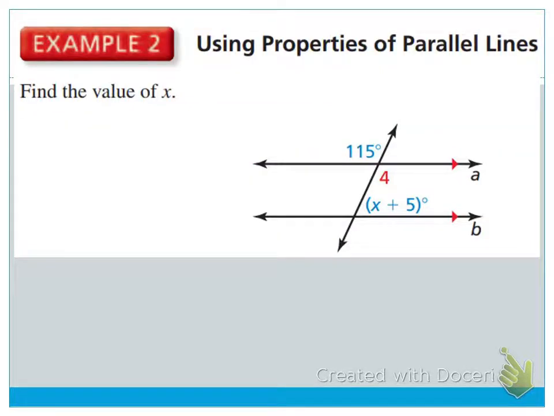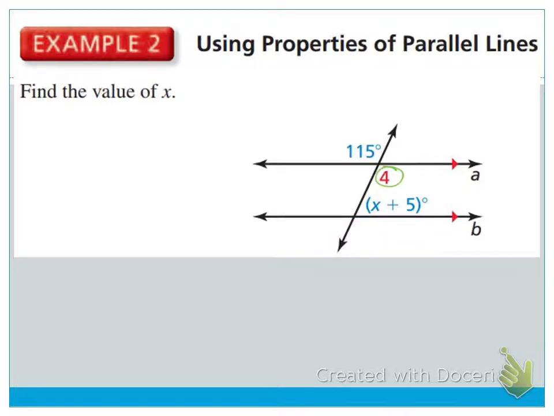All right, now we're going to find the value of x, which is at the bottom. So first of all, is there a relationship between 115 degrees and x plus 5? So corresponding would be in the same spot. So it's top left, top left. They're not corresponding. Are they both on the inside of the double lines? No. Are they both on the outside? No. Are they vertical? Are they a linear pair? So they're actually none of the above.